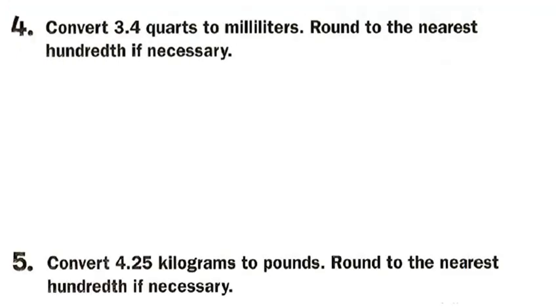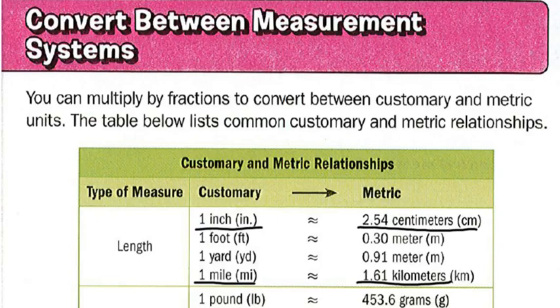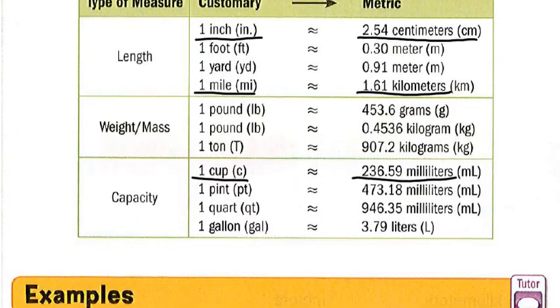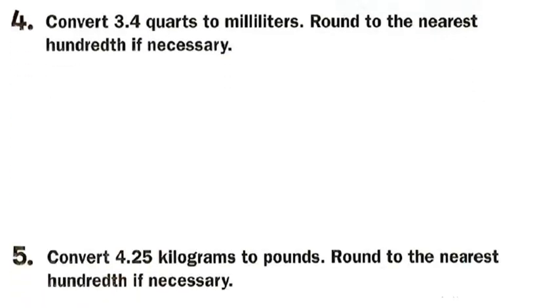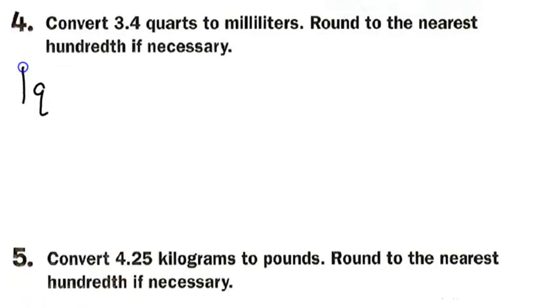Number 4, I'm going to convert 3.4 quarts into milliliters this time. So we're going to round to the nearest hundredth. Well, again, like I keep doing, we're going to refer back to my chart. This time I'm doing quarts, and I'm converting that to milliliters. So that's 946.35 milliliters. So I come back here. 1 quart is equal to 946.35 milliliters.